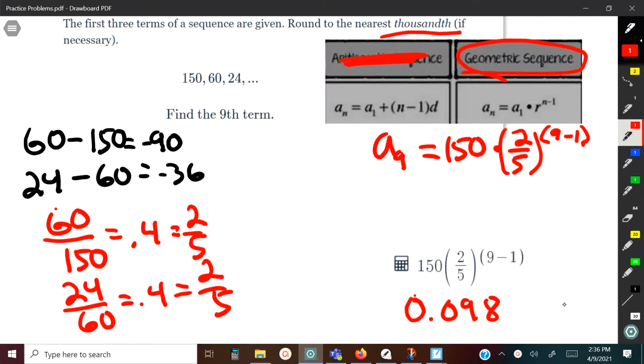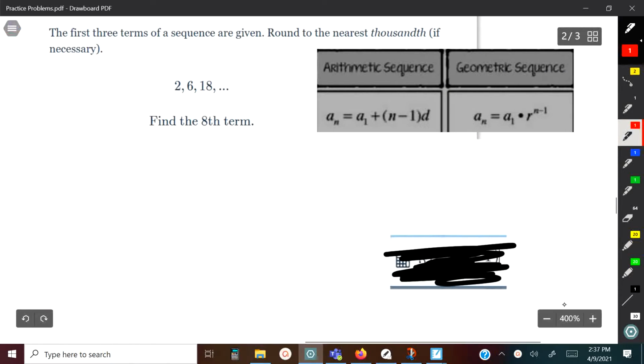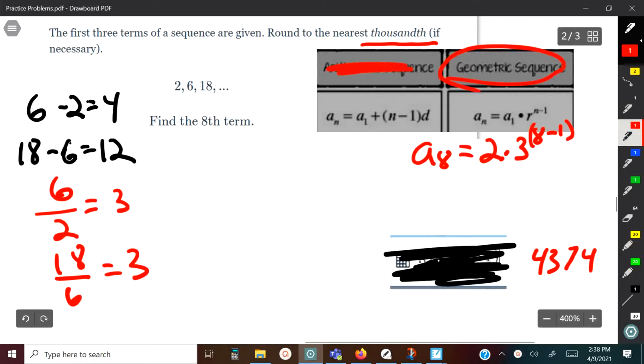Okay, go ahead and pause the video and see if you can solve this one. First, determine if it's arithmetic or geometric. Plug it into the calculator, hit enter, and don't forget to round to the nearest thousandth. Alright, so you should get 4,374 on this one.